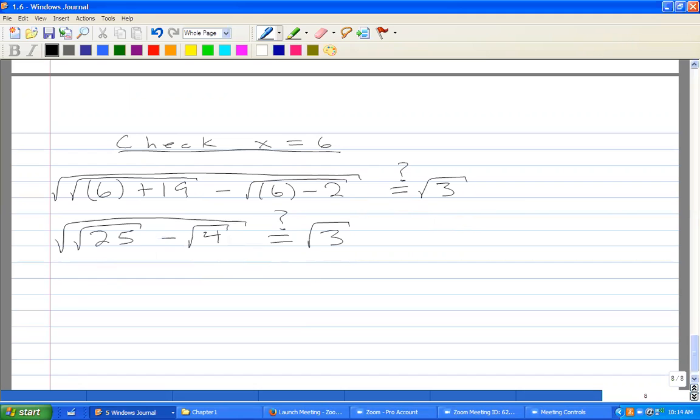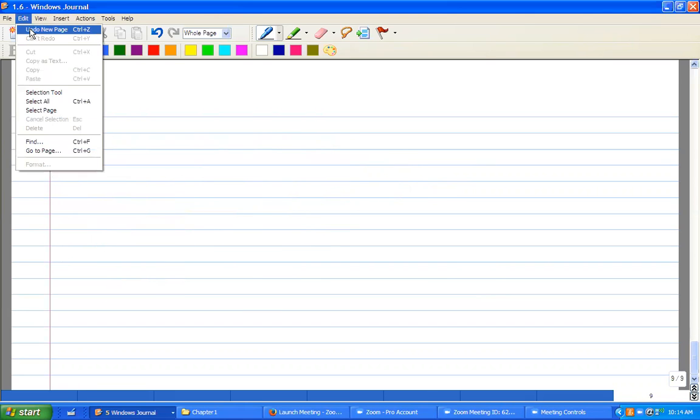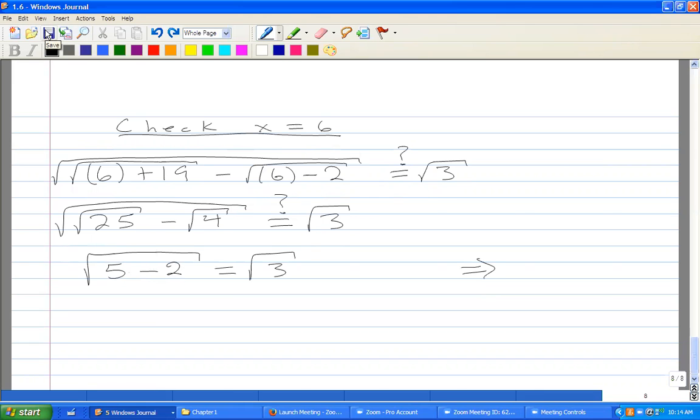So I have 5. Square root of 25 is 5. Square root of 4 is 2. Is the square root of 5 minus 2 equal to the square root of 3? And the answer is yes. And so my solution is just the number x equals 6. And that's your answer.